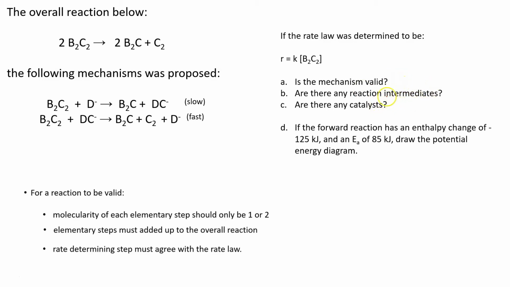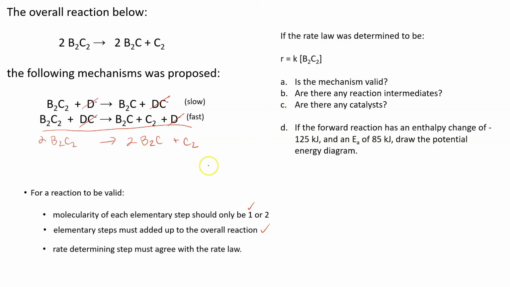So we have to look at our points. If we look at the molecularity of each of my elementary steps, they all have a molecularity of 2. So it's valid. If we look, we can see that it adds up to my overall reaction. So my mechanism is valid.